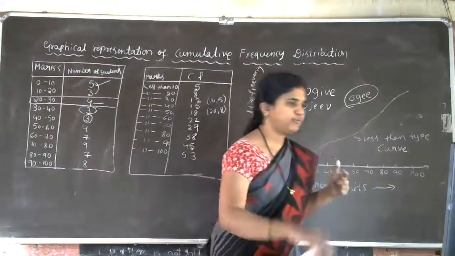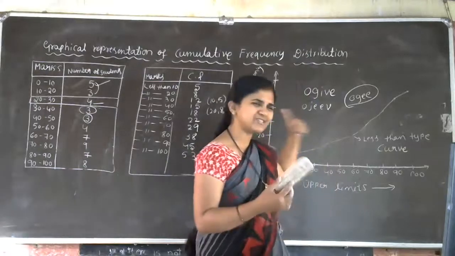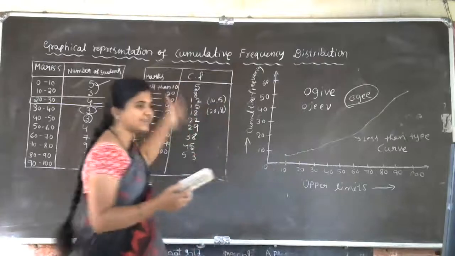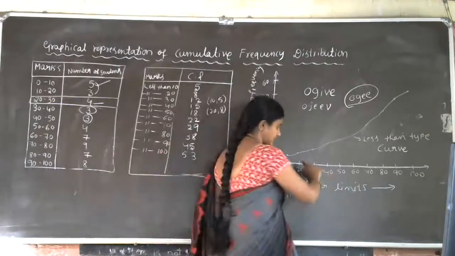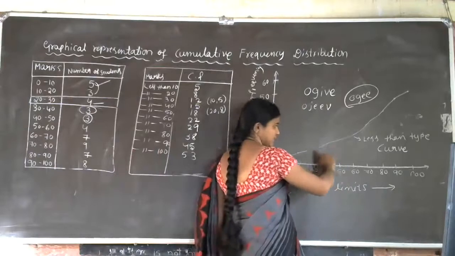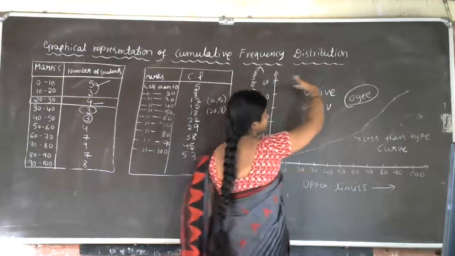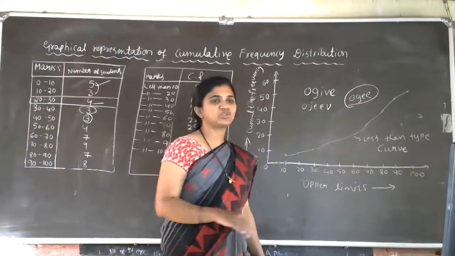Now, before going to start more than type ogive, more than type also same to same, but here you will get different cumulative frequency. That's it. So now you just observe the less than type curve. Less than type curve is like this, increasing, but you will get more than type curve in the decreasing form. Okay, so like this you will get more than type.